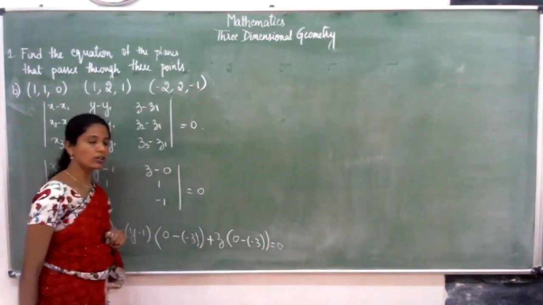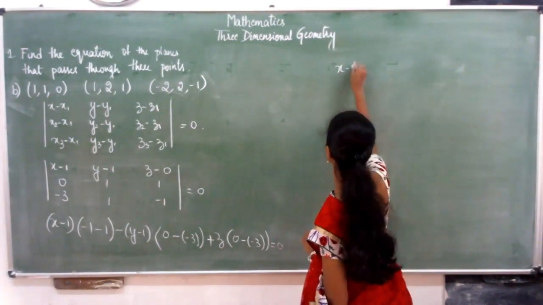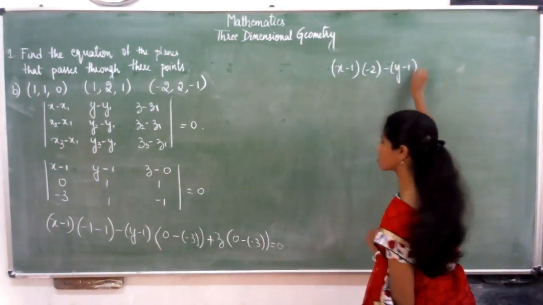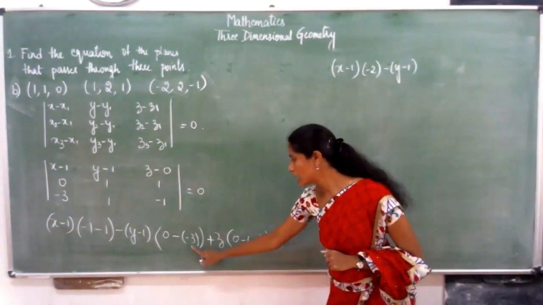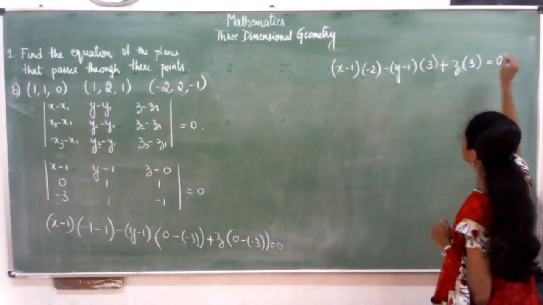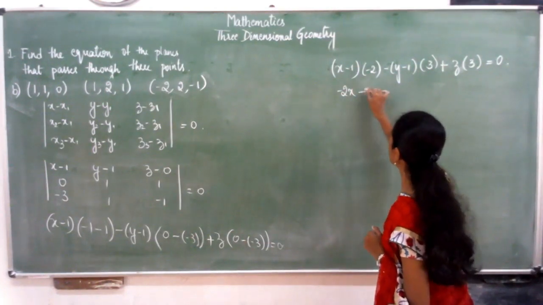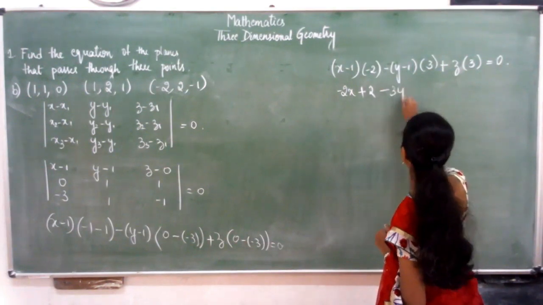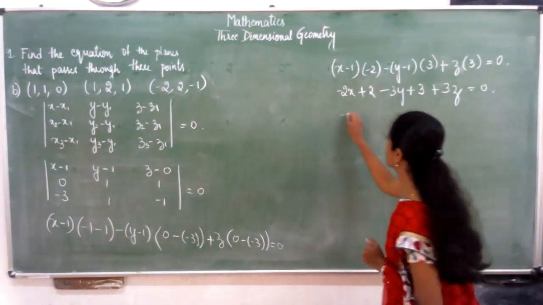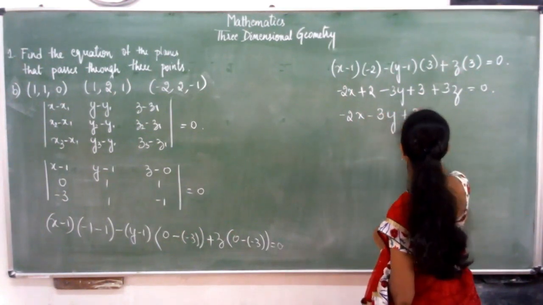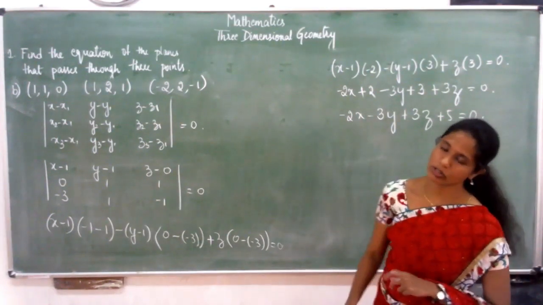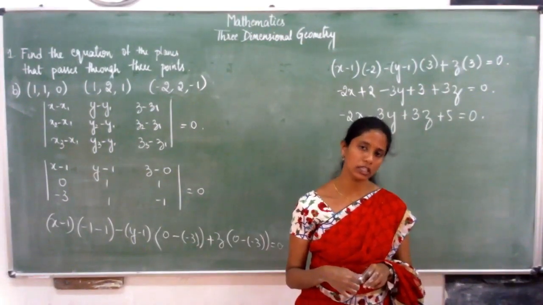Is equal to 0. So let us simplify this. So we get it as x minus 1 into minus 1 minus 1, which is minus 2. Then minus y minus 1 into 0 minus of minus 3. So it will be plus 3. Then plus z into 3 is equal to 0. So you have minus 2x plus 2, minus 3y plus 3, then plus 3z is equal to 0. Therefore, the equation is minus 2x minus 3y plus 3z plus 5 is equal to 0. So this is the equation of the plane passing through 3 non-collinear points.